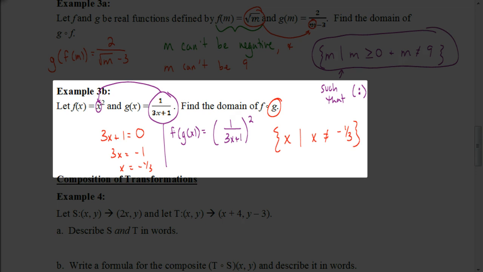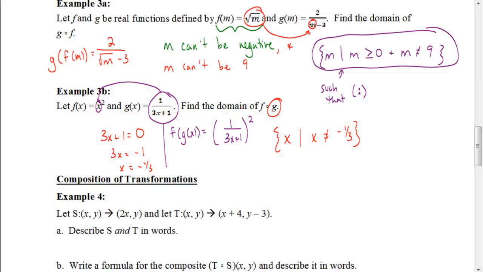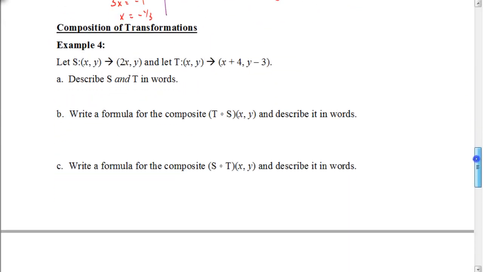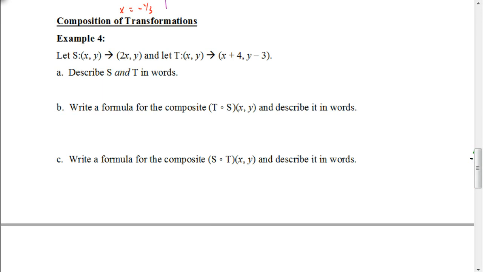So that's my answer for my domain: x is all real numbers such that x does not equal negative 1/3. Okay, so we're going to stop the video here. In the next video, we're going to be looking at how to find the composition of functions. So make sure that you take the time to also watch that particular video if you need to.